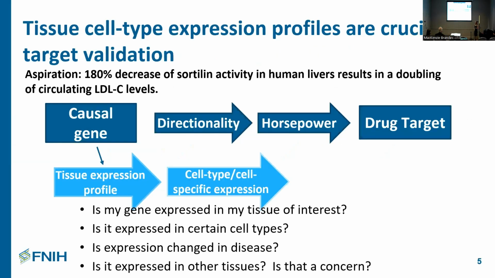In addition to that, tissue expression is very, very important, especially if we are thinking about things from a drug discovery perspective. We do want to know, even if I am now confident that I know my causal gene, is it expressed in my tissue of interest? Is it expressed in certain cell types? Maybe I actually want to go after a certain cell type or a couple of cell types in a particular organ. Is it changed in disease? Is it up or down regulated? And finally, is it expressed in other tissues? If my gene is expressed in other tissues, does that cause me particular concern if I were to try to modulate it and it hits tissues other than my tissue of interest?